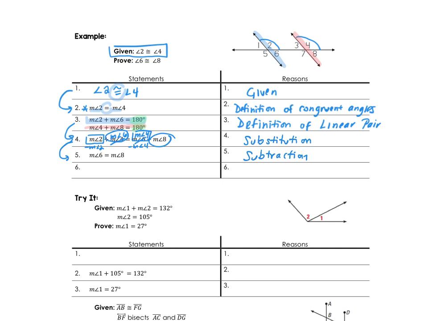Alright, in step 6, because those two angles have the same measure, we can make the conclusion that angle 6 is congruent to angle 8. And that's the definition of congruent angles again. Notice that we went back and we looked at the proof statement. Our last line has to match with the proof statement.